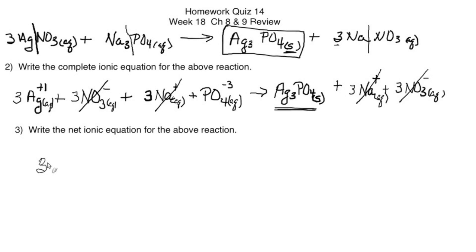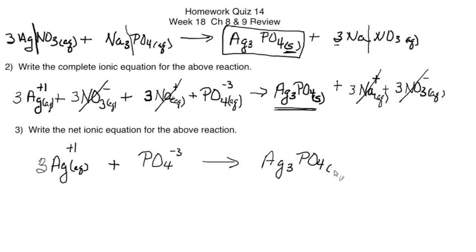So we have 3 Ag, get your little charge, plus, plus PO4 -3, yields Ag3PO4 solid. Okay? And that is the net ionic equation. That is only representing the ions that actually reacted and formed a product. So that's the answer to number 3.